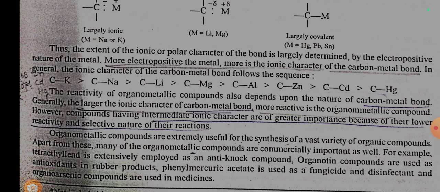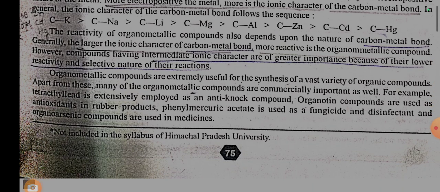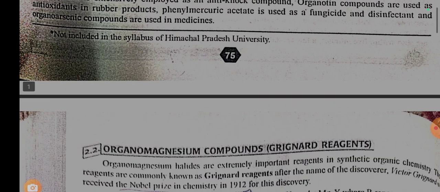Apart from these, many of the organometallic compounds are commercially important as well. For example, tetraethyllead is extensively employed as an anti-knock compound. Organotin compounds are used as antioxidants in rubber products. Phenyl mercuric acetate is used as a fungicide and disinfectant, and organoarsenic compounds are used in medicine.